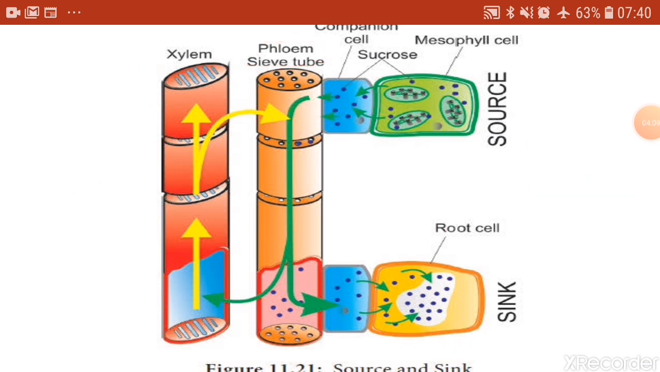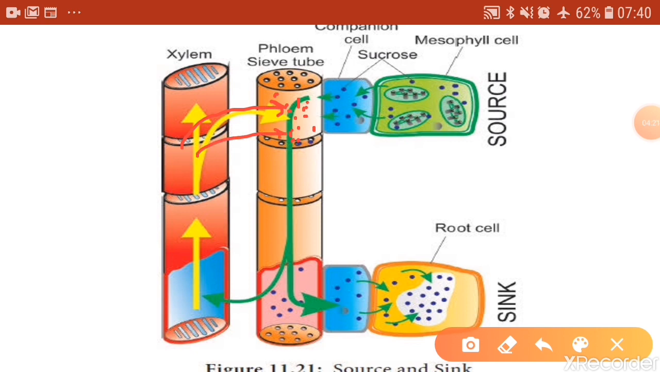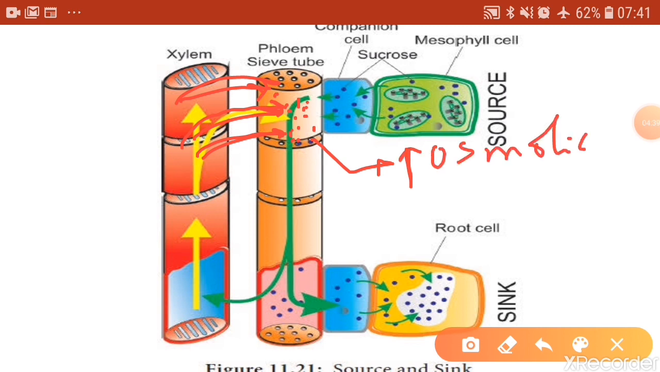Here you can see the water, because of the increase in the concentration of sucrose or the solute in the sieve tubes of the leaves, water from the adjacent xylem vessel, because where you have phloem sieve tubes, you will have xylem vessels also, is taken into the sieve tubes. As water enters into the sieve tubes, you have learned that the pressure will increase. So, there is an increase in the osmotic pressure. The osmotic pressure increases.